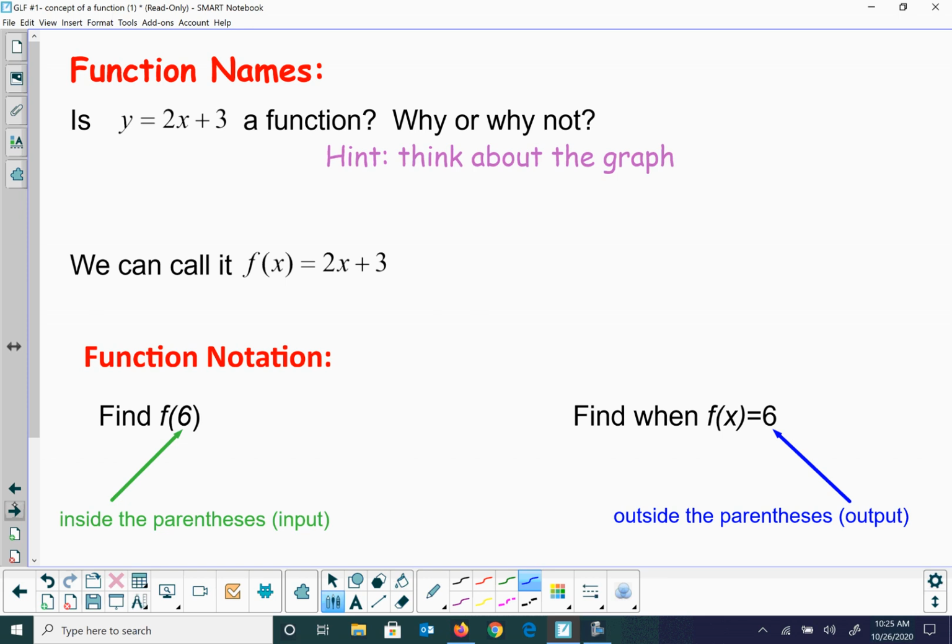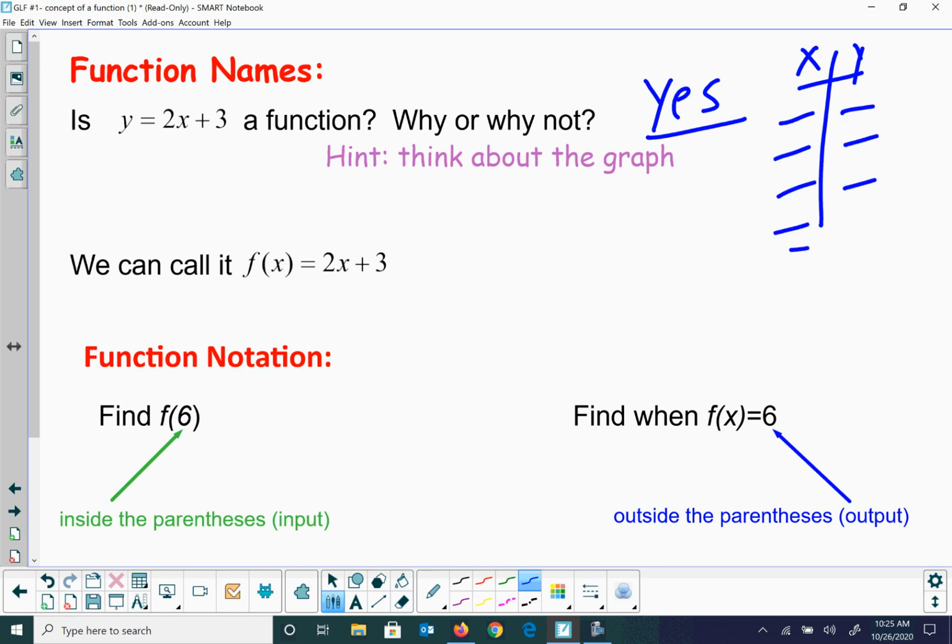Okay, function names. So we have y equals 2x plus 3. Is it a function? Yes, because if I created a t-table and plugged in x values, I'd get certain y values out. If I repeated an x value, it would give me the same y value, so that means it's the same point. So yes, this is a function.